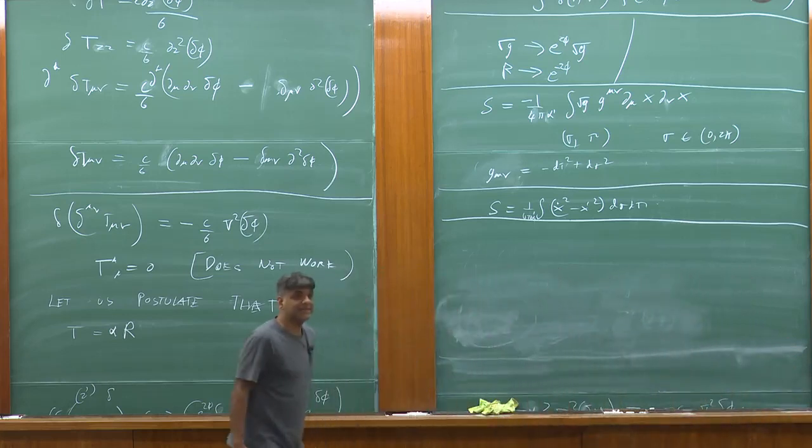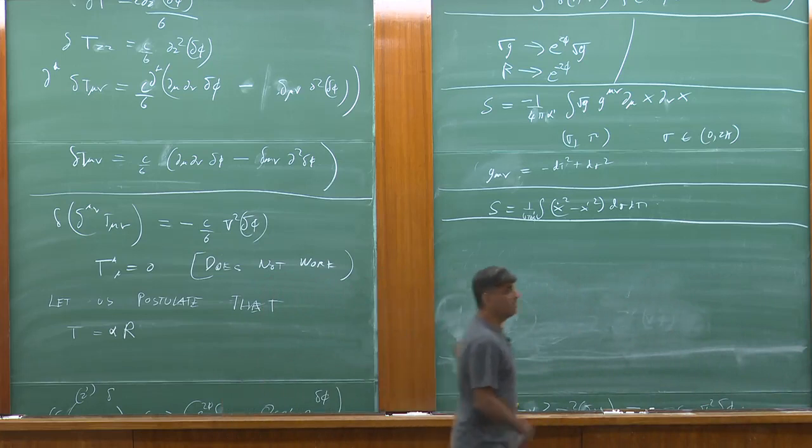Let's quantize this theory by first solving it classically, and then finding the symplectic form on classical phase space and quantizing that symplectic form, just for fun. Okay, so let's solve this theory first. What are the solutions of this theory?